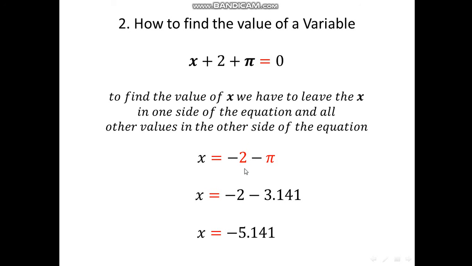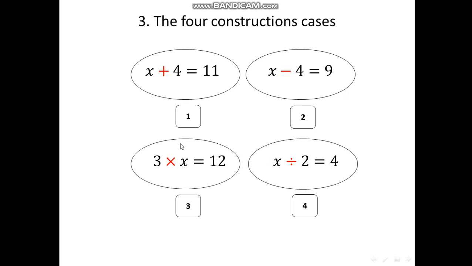Now on the other side, I have 2 as a constant and pi also as a constant. It is 3.141. So you substitute it here. If you know pi is a constant and you know the value, you substitute it in the equation, so you can find the value of x. X equals that much. Now I know that the variable x in this equation, in this relationship, equals minus 5.141. So this is one thing.